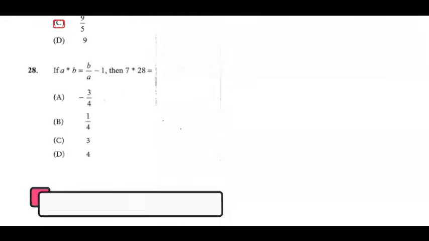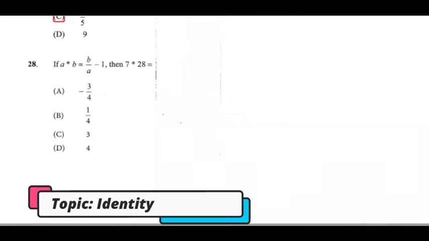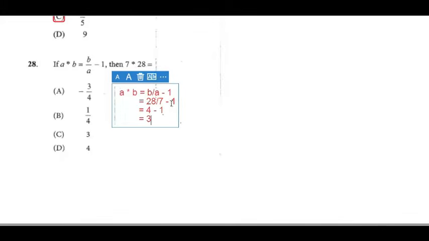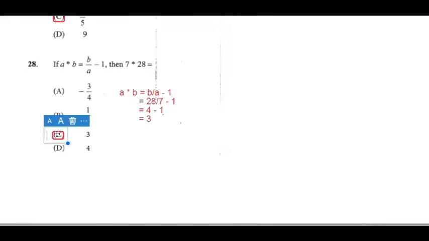28, if A * B is equal to B over A minus 1, then 7 * 28 is equal to, so wherever we see A, we'll replace it with 7, and wherever we see B, we will replace it with 28. So it will be 28 divided by 7 minus 1, and 28 divided by 7 is 4, so it is 4 minus 1, and that is equal to 3, and therefore answer 28 is C. And yes, you've seen that before as well.